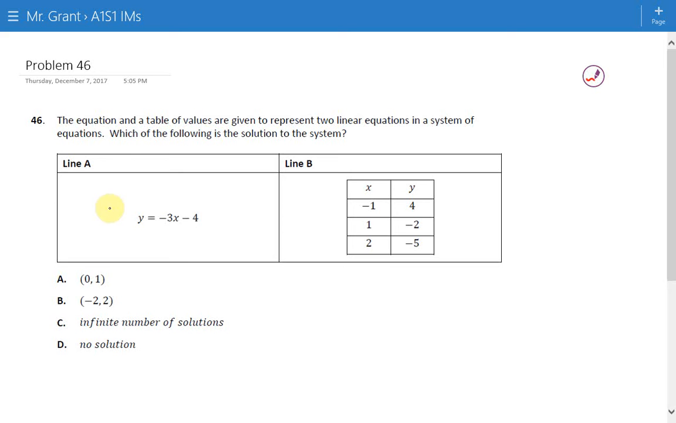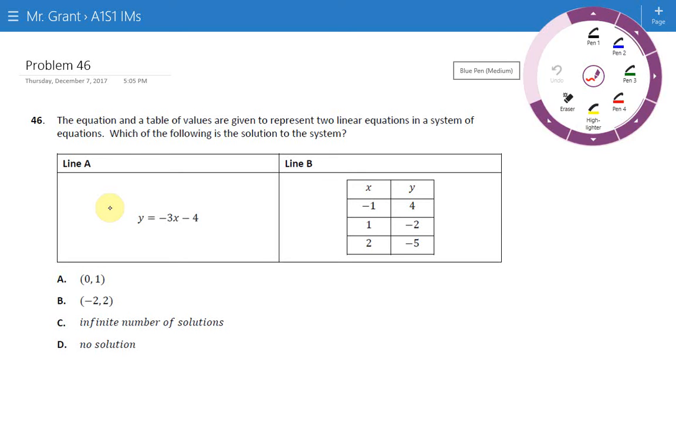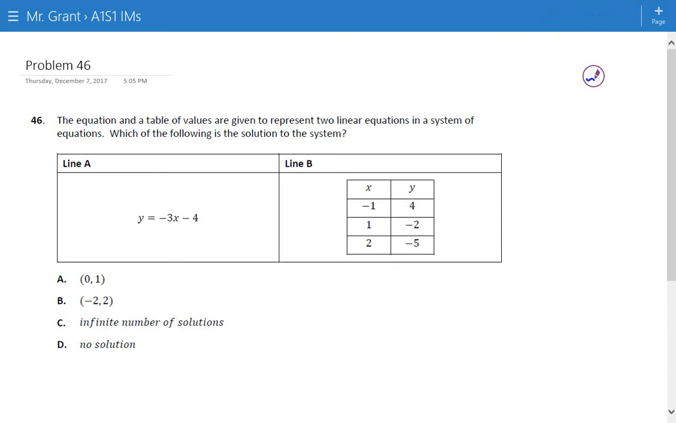Problem 46 is still in our Unit 4, which is Systems of Equations. Again, they've given us two different ways to represent a line. First, they've given us an equation, and second, they've given us a line that's in a table. We know these are both different lines, though, because they told us two linear equations up at the top. And the question is, what is the solution? Of course, as we remember, a solution is where two lines cross or intersect.